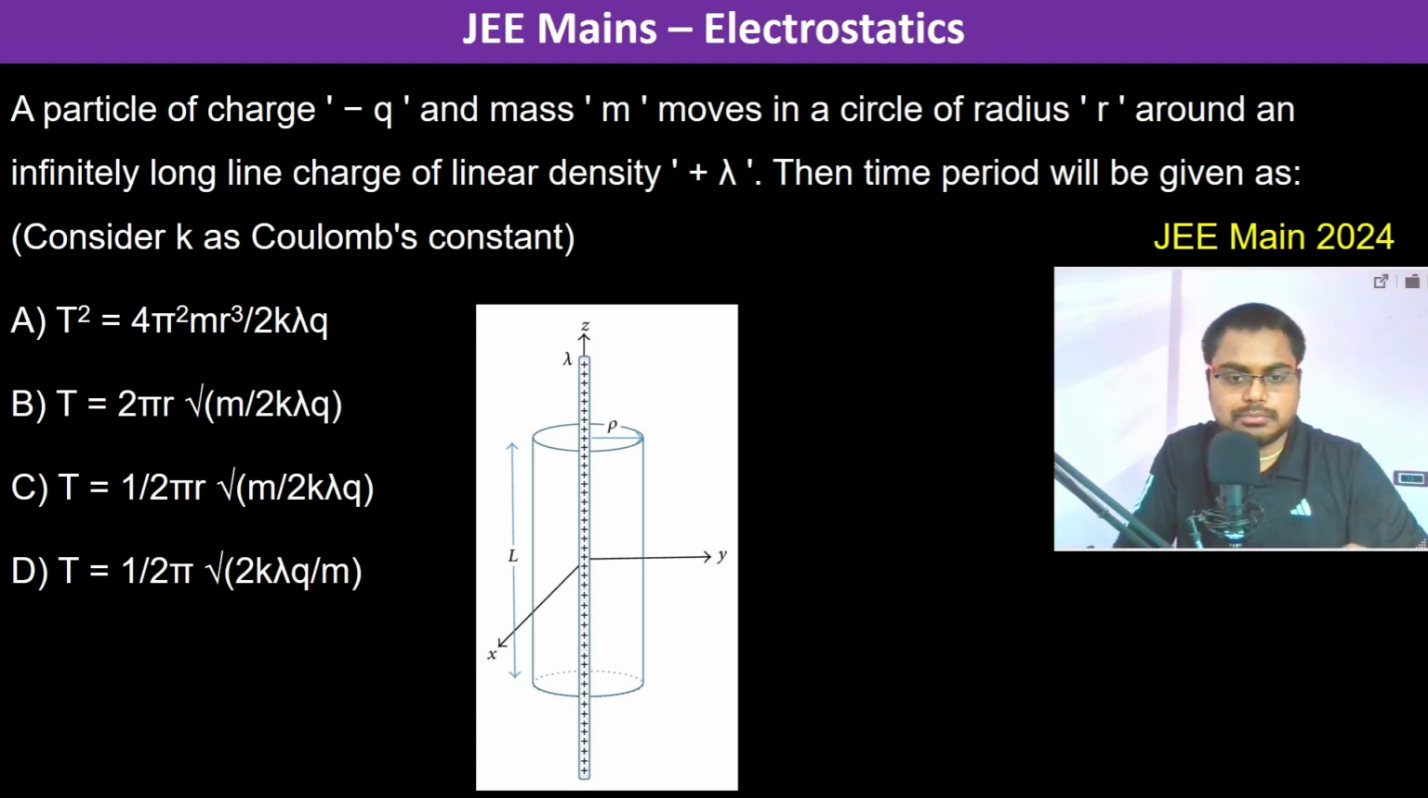A particle of charge minus q and mass m moves in a circle of radius r around an infinitely long charge of linear density lambda, from plus infinity to minus infinity. Due to this, the electric field becomes lambda by 2 pi epsilon naught r. Then the time period will be given by: mass m is there, and this is the electric field in this direction. The charge is minus q, so it is going to experience a force of q into E.